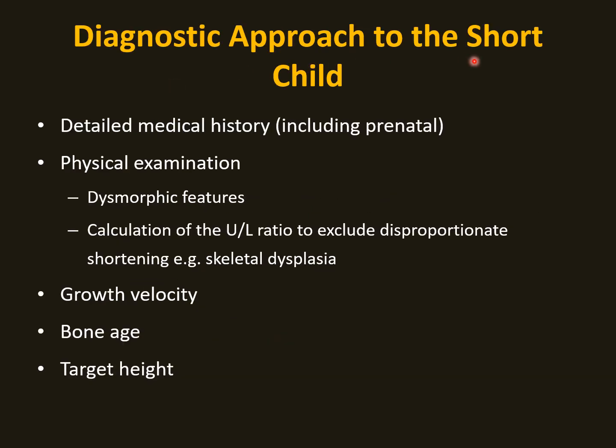Diagnostic approach to the short child. Detailed medical history including prenatal, for example, intrauterine growth retardation or problems after birth. Physical examination including dysmorphic features or any abnormal facial features including syndromes. Calculation of upper to lower limb ratio to exclude disproportionate shortening, for example, skeletal dysplasia. Growth velocity, bone age and target height. We need all this information when approaching any child with a short stature.